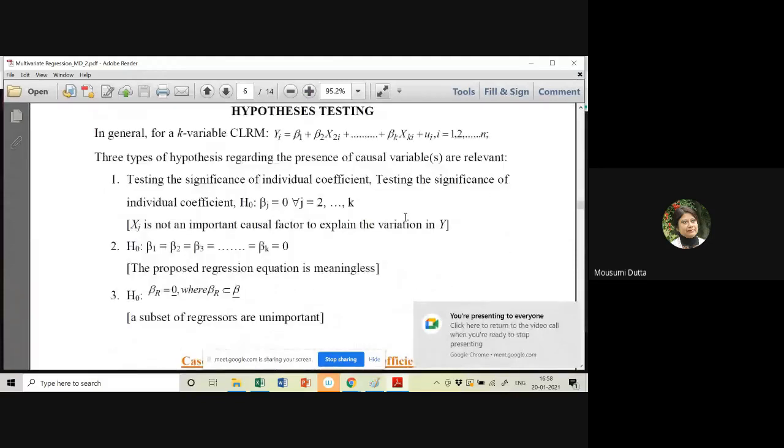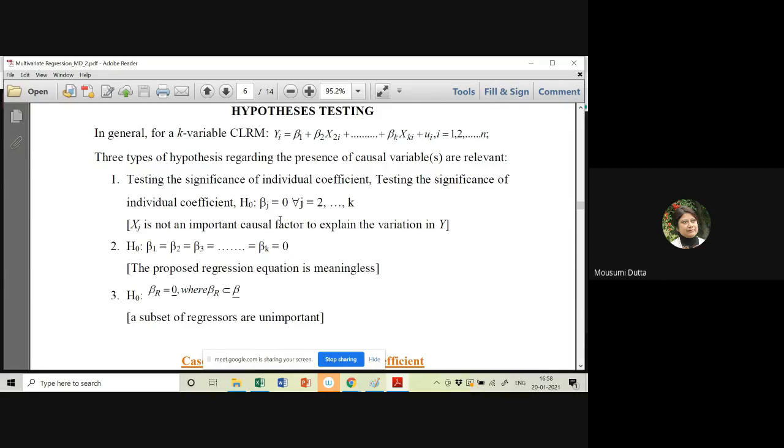So next we will move to hypothesis testing. This is the k variable regression model: Yi is equal to beta 1 plus beta 2 x2i plus ... plus beta k xki plus ui, for i equal to 1 to n. Three types of hypothesis are possible in the context of a multiple regression.